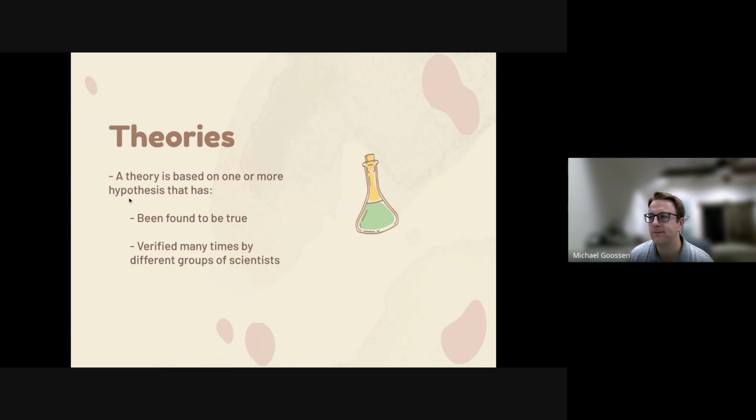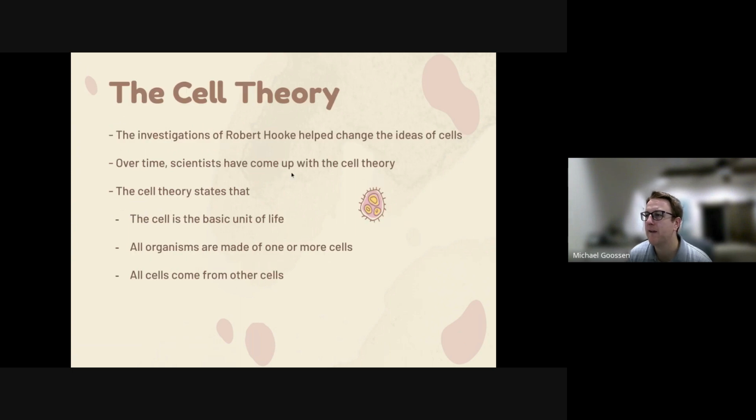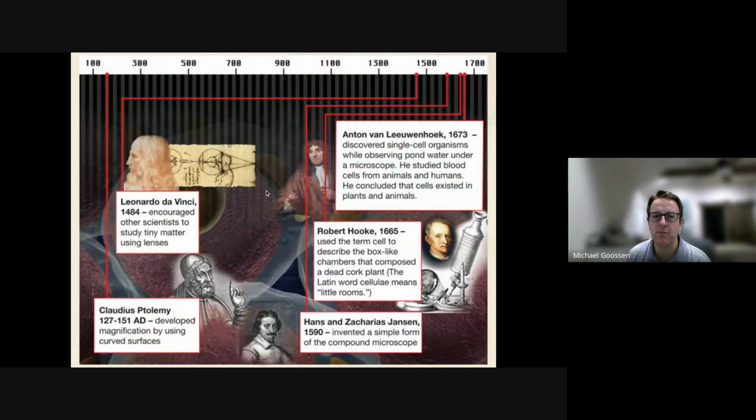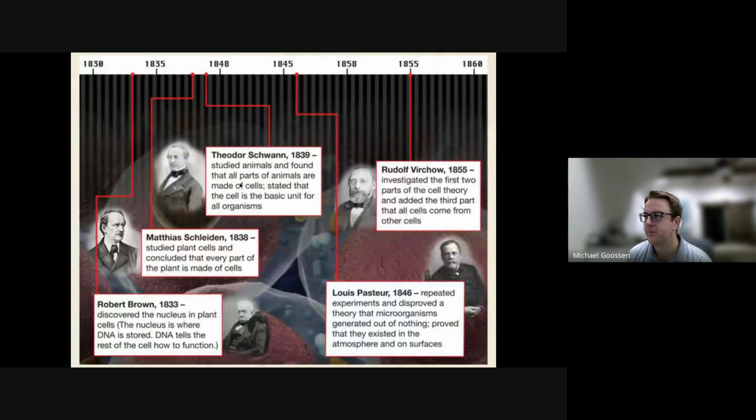So let's talk about theories. So cell theory. A theory is based on one or more hypotheses that have been found to be true and verified by many groups of scientists. Cell theory states that the cell is the basic unit of life. All organisms are made of one or more cells, and all cells come from other cells. So that's what we have observed about cells.